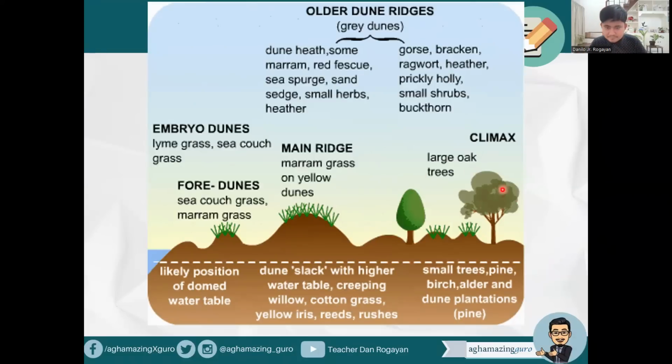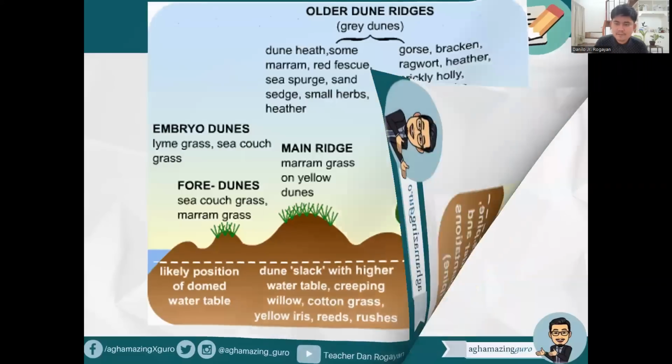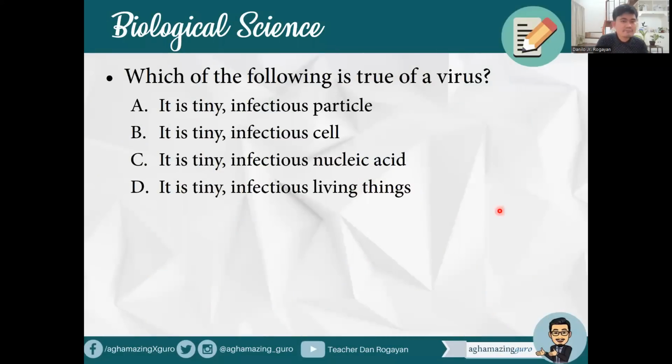So this is for the climax community, from the very bare land to the climax community. Okay? Next, which of the following is true of a virus? A, it is a tiny infectious particle. B, it is a tiny infectious cell. C, it is a tiny infectious nucleic acid. D, it is a tiny infectious living thing.